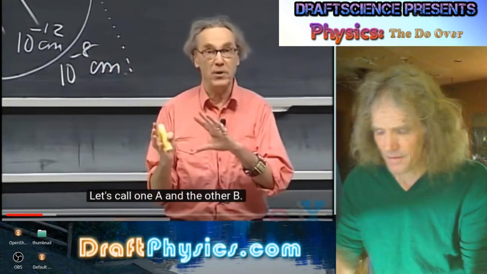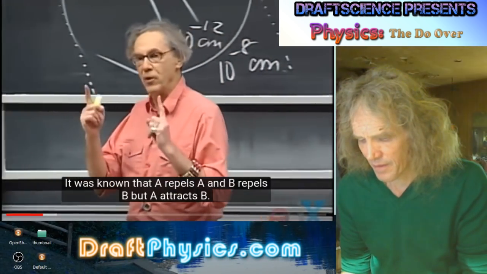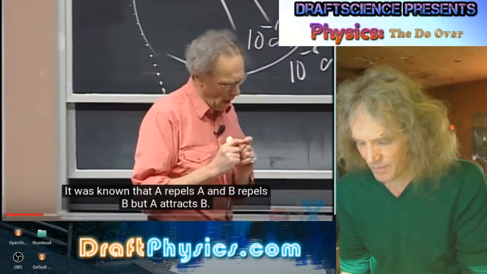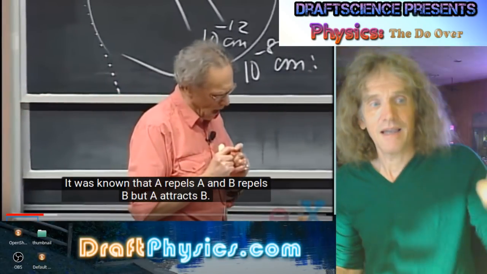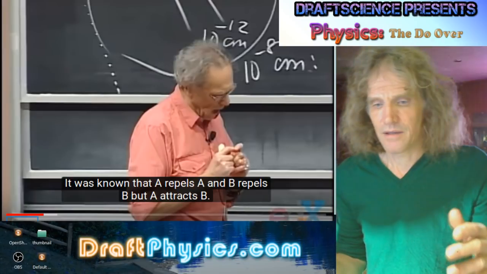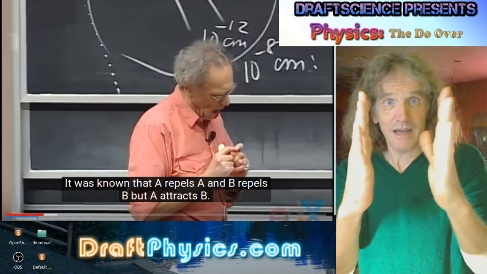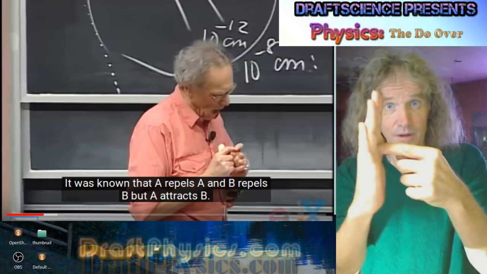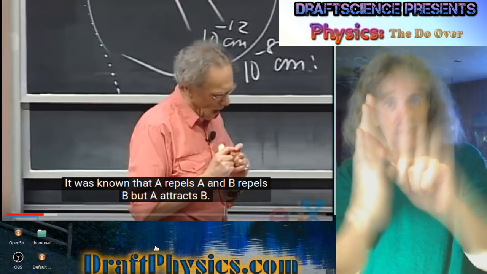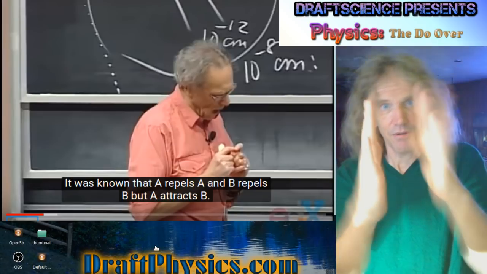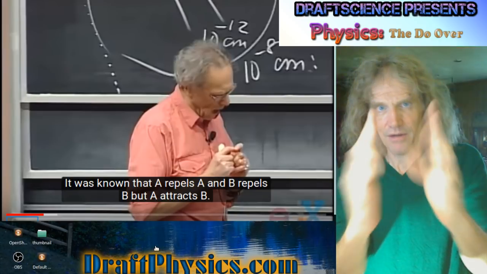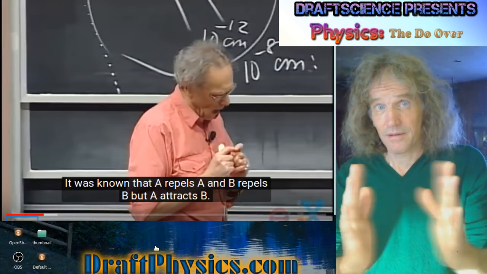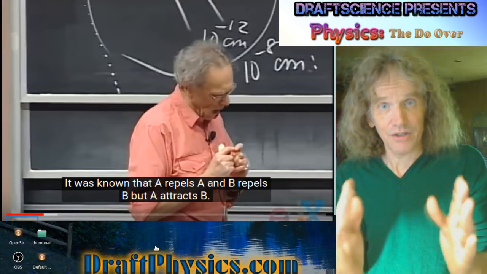Let's call one A and the other B. It was known that A repels A and B repels B, but A attracts B. So he's just saying A and B as electron-proton. The repulsion, as pointed out, is just because you have black paddles with a black ball bouncing back and forth. If I put a red ball in, the red ball escapes, no pressure. So only the black balls can pressurize electrons, only the red balls can pressurize protons. That is, force them apart or create energy.